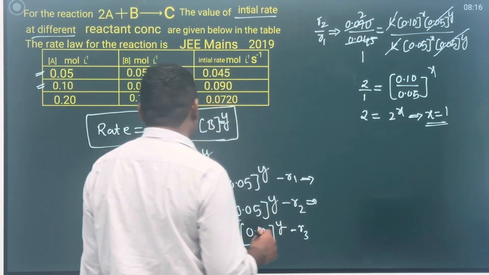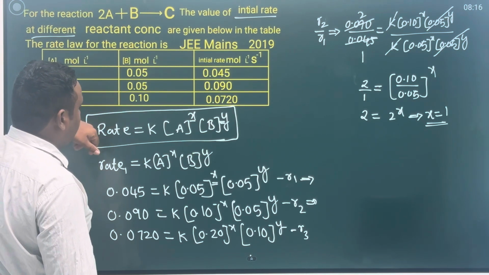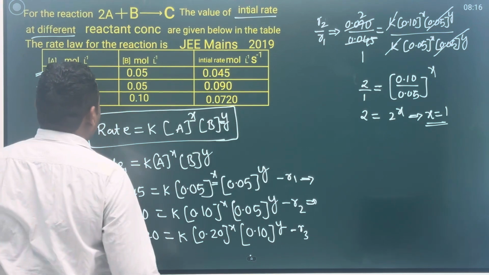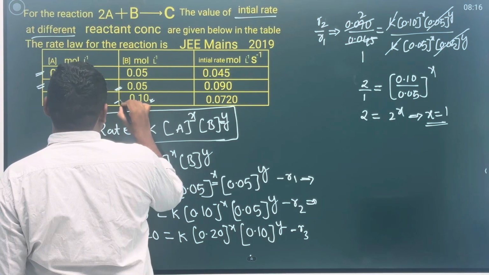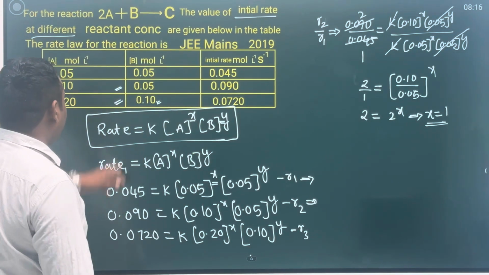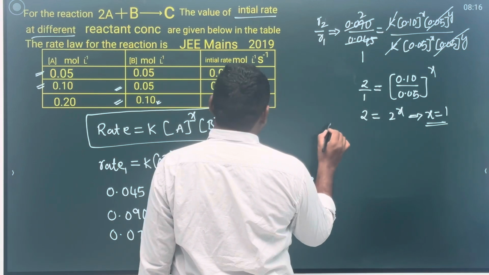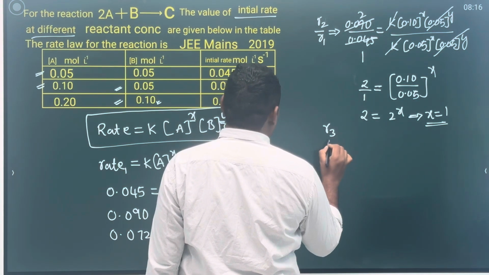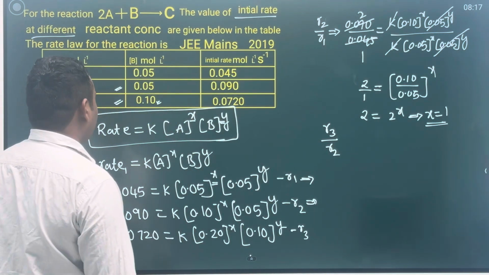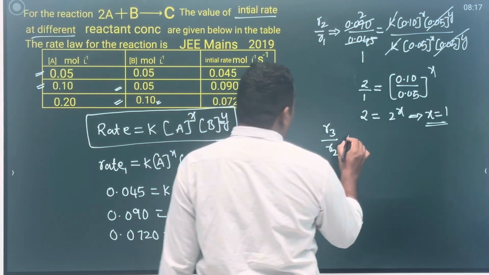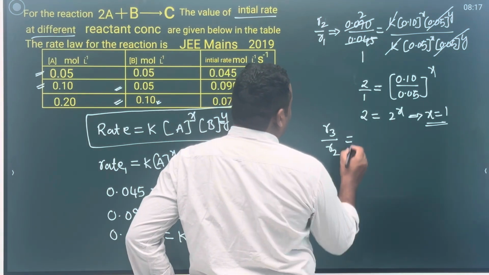Next, the order with respect to B. See here, the A concentration is not kept constant, but the B concentration is kept constant in the second and third, and here it is doubled from the third to the fourth. So in the third to fourth only we can get the order with respect to B. So what do you do? R3 by R2.